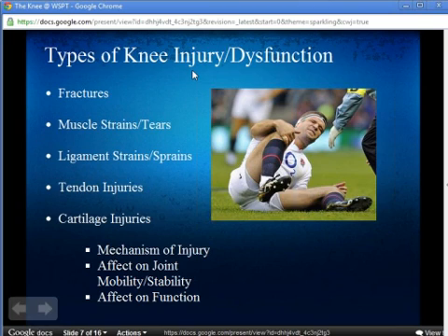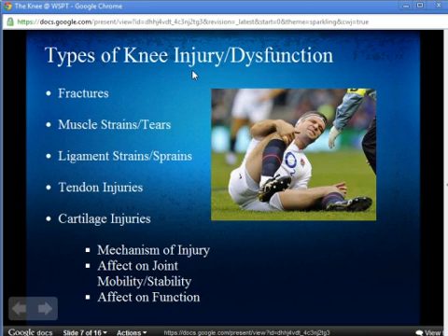So there are different types of knee injury and dysfunction. As I told you in the beginning, we discussed what the knee joint is basically composed of. It's composed of the bones. So any injury that could lead to a fracture of the bone will impair the function of the knee joint. Like if there is a direct blow on any of the bones, or any fracture, it will be difficult for you to walk, to bear weight on the knee joint.